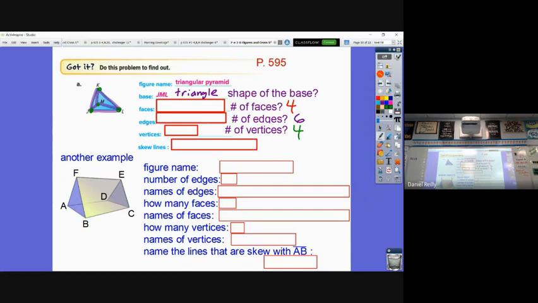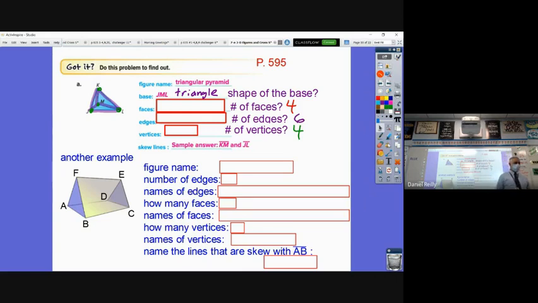Identify a pair of skew lines on this picture. Evie. JL and KM. That's exactly the example I would use, and there it is. JL and KM are skew. JL in the front here and KM going like this. They'll never intersect and they are not coplanar. Perfect.